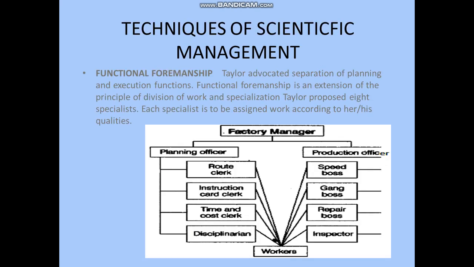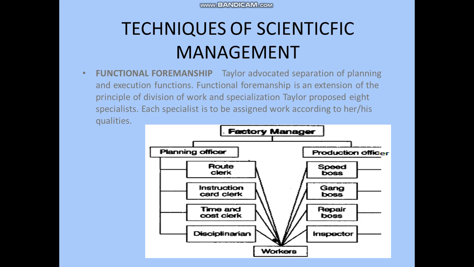So we are going to start with all these techniques given by Taylor. The very first technique given by Taylor is functional foremanship. Now you can see in the diagram that the organization according to Taylor is divided into two parts, planning section and production section. Each worker is getting instructions from 8 different bosses, 4 from planning section and 4 from production section. Actually, functional foremanship, students, is an extension of the principle of division of work and specialization.